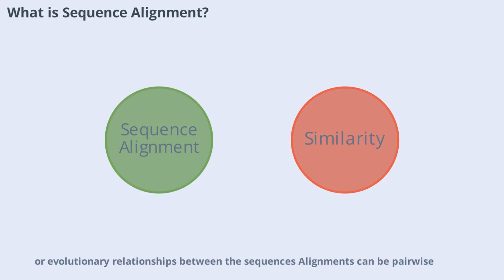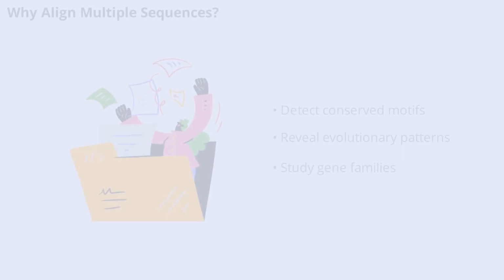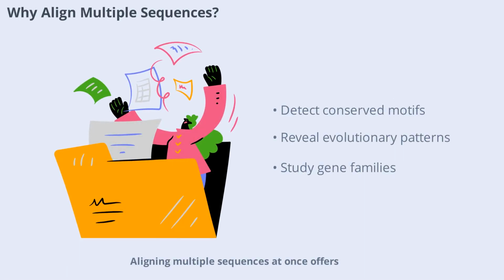Alignments can be pairwise, involving just two sequences, or multiple, involving three or more. The goal is to line up the sequences so that similar or identical characters are in the same column, making it easier to spot conserved regions and mutations. Aligning multiple sequences at once offers a broader perspective than pairwise alignment. By comparing several sequences together, researchers can detect conserved motifs, evolutionary patterns, and functional domains that might be missed when looking at just two sequences.